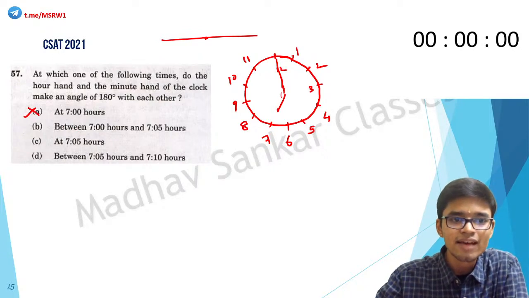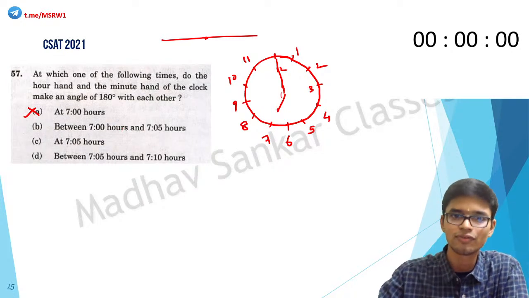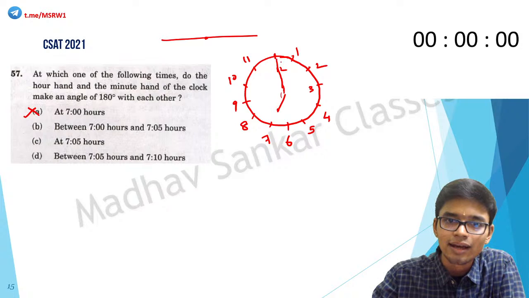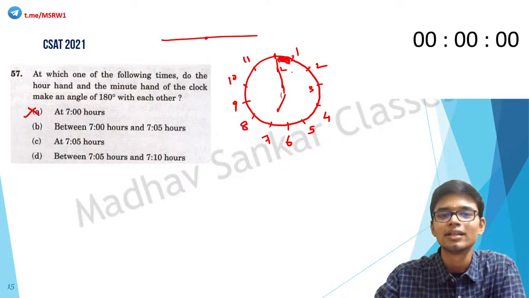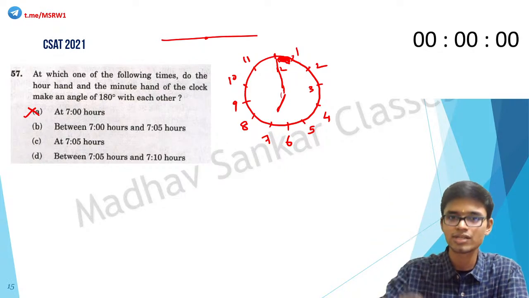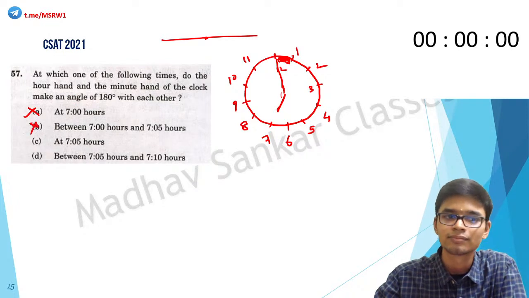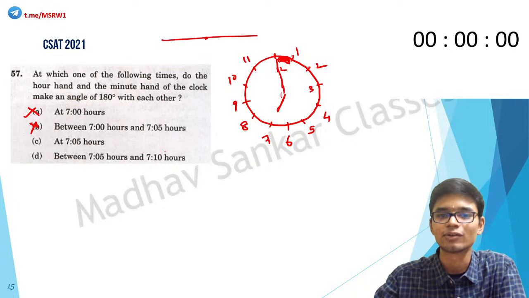Second one, between 7 hours and 7:05 hours. Between 7 and 7:05, again, the minute hand will be somewhere here, in this shaded area. Is it a straight line? Already the hour hand is here. So until it is pointing towards 1, it is not a straight line. So this is also gone. Now only two options remaining, between 7:05 and 7:10, and after 7:10. That is the question.